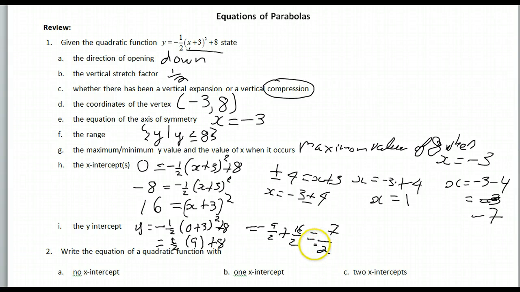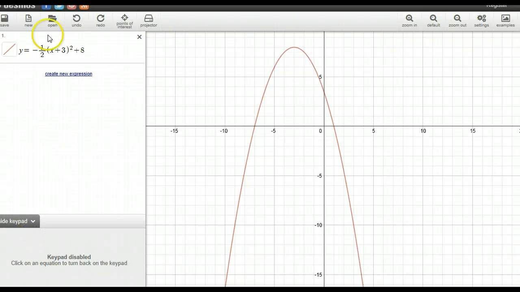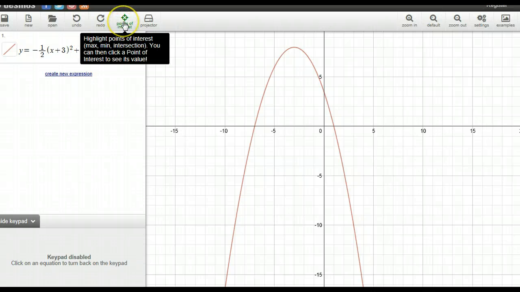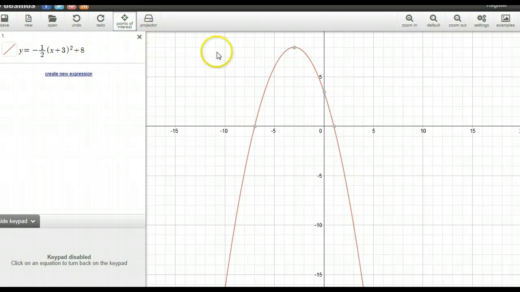Now I've gone to Desmos and I've graphed this equation, so let's take a quick pop over to Desmos. We can see the equation up here, -1/2 (x plus 3) quantity squared plus 8. In Desmos you can look at points of interest, so we're going to highlight those. The vertex is at -3, 8. The y-intercept at 0, 3.5, which is 7/2. X-intercept at 1, and the other x-intercept at -7. And remember, when we talk about x-intercepts, we're only talking about the x value, not the coordinates.